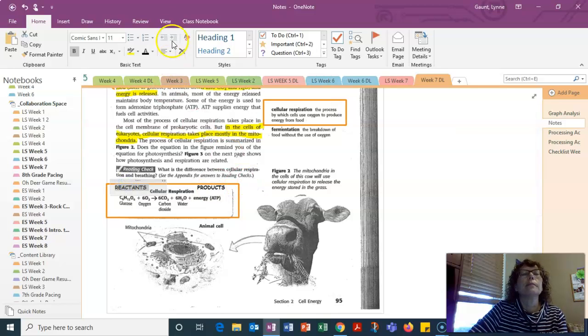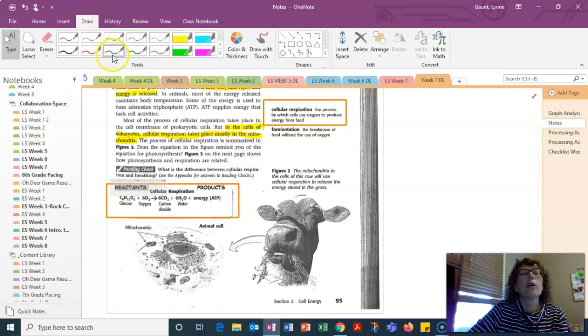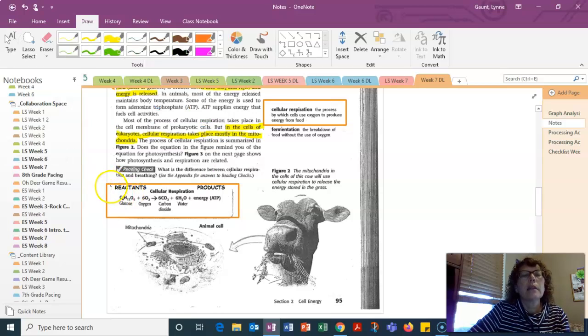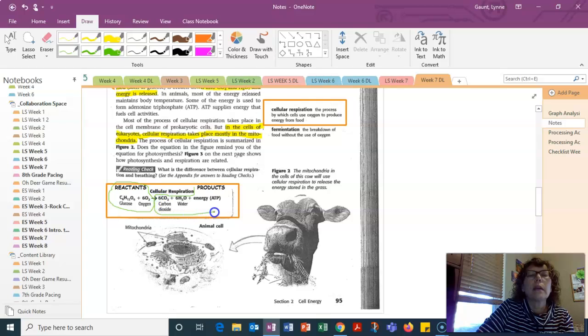All right, let's go back and get our draw tool, a skinny one this time. I think I'll use skinny green, and this time I'm going to put a circle around the reactants, which are everything that's on the left side of the arrow. There's only two things this time. And the products is everything else, on the right side of the arrow.